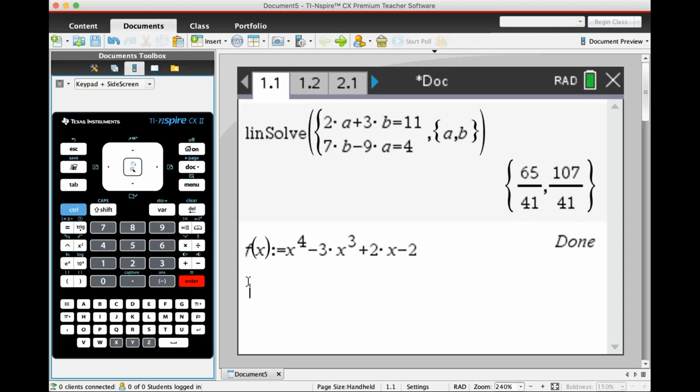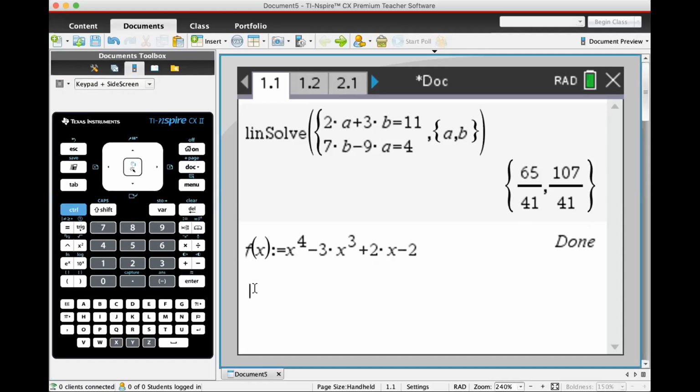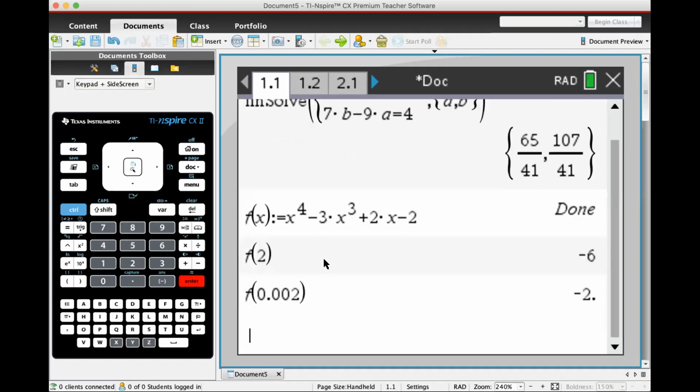Now, the reason this assign symbol is so cool is because if I want to find the value of anything, like say f of 2, I just put f of 2 and the value is computed. Even if it's f of 0.002, you don't have to enter 0.002 to the power of 4 minus 3 times 0.002 cubed again and again. So this assign key is going to be really, really helpful.